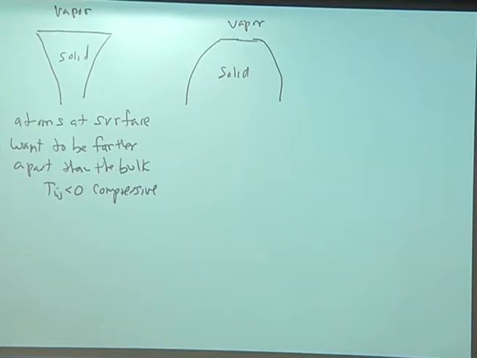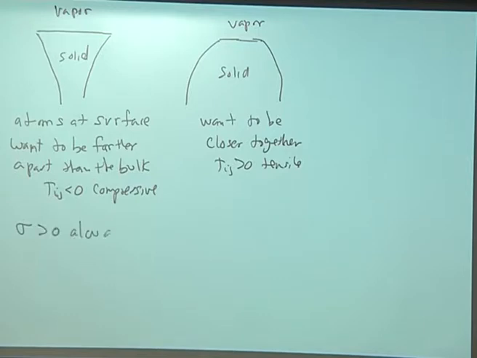In this case, they want to be closer together. In this case, Tij is greater than 0, so it's tensile. So it's not even constrained by the sign. And the reason why I emphasize this is that sigma, the interfacial energy, must be greater than 0 always.